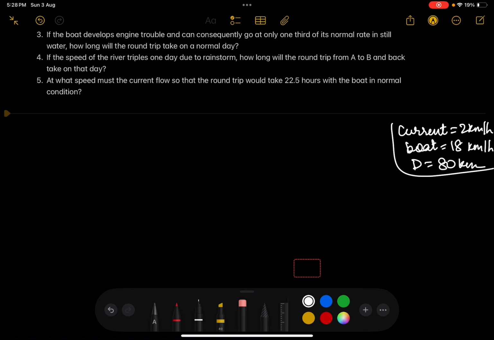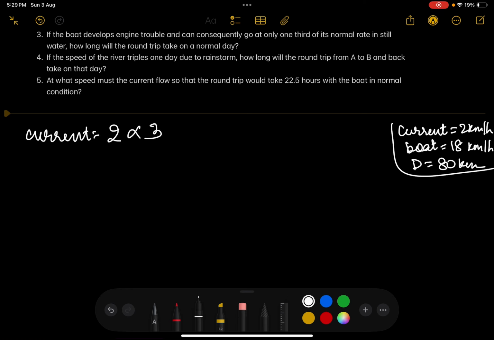I'm keeping this information because that's something useful. Now if the speed of the river triples one day due to rainstorm, question number 4: how long will it take for a round trip from A to B and back on the same day? Here they are telling us about the current speed of the river. Now the current speed is 2.